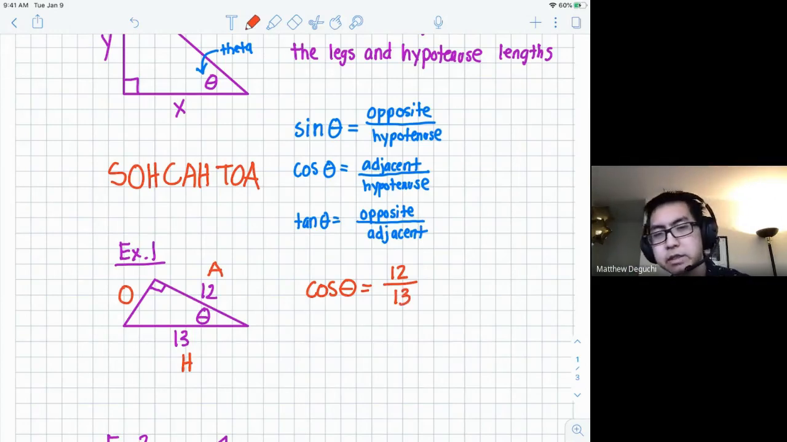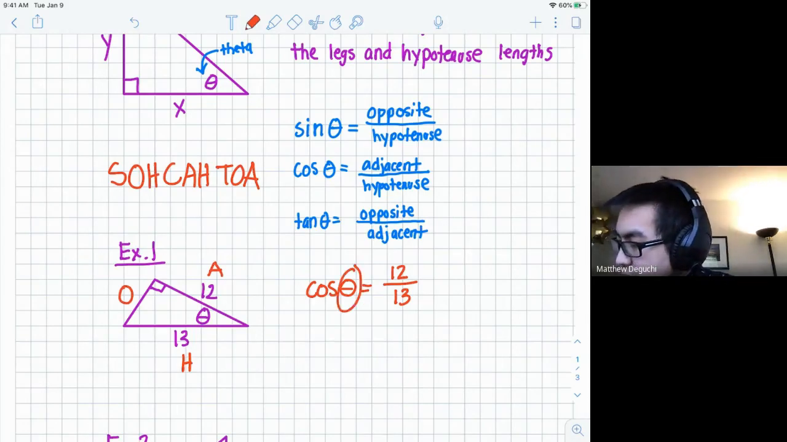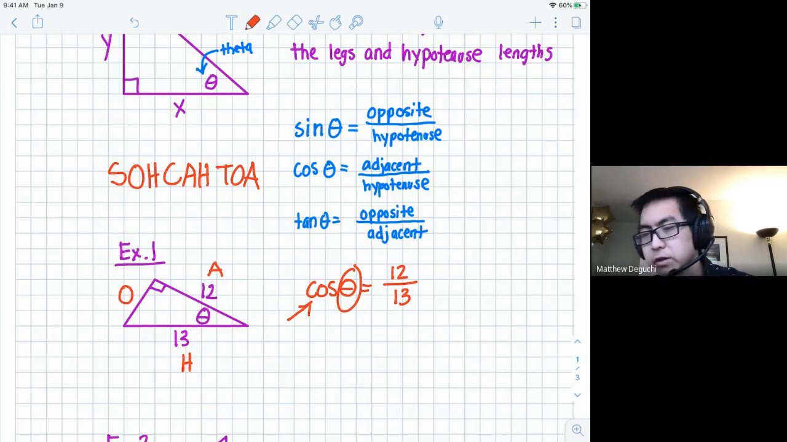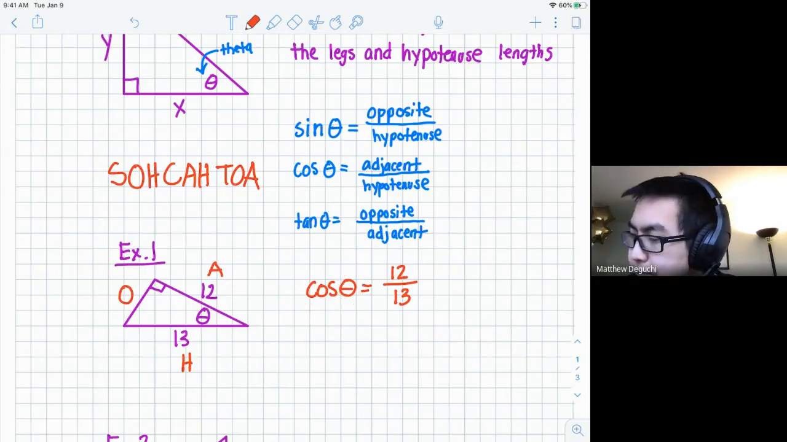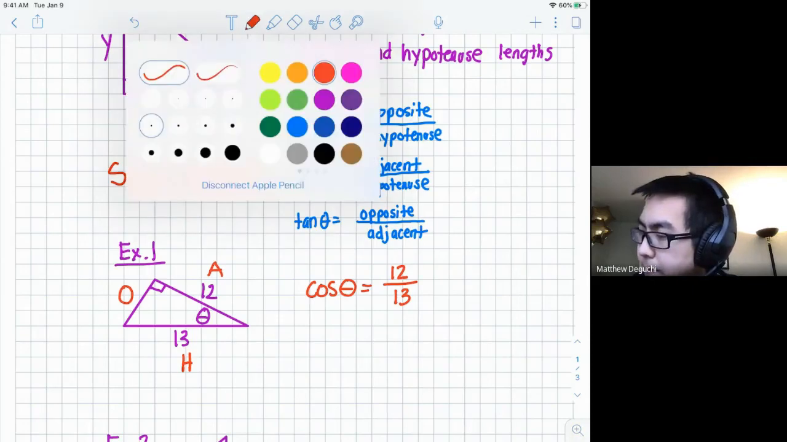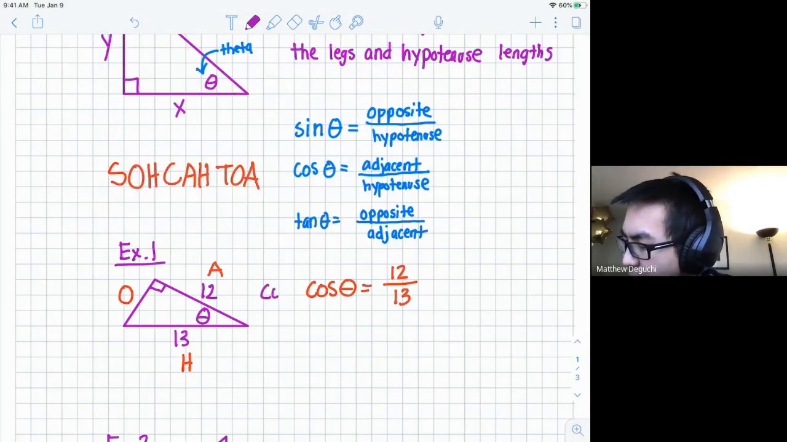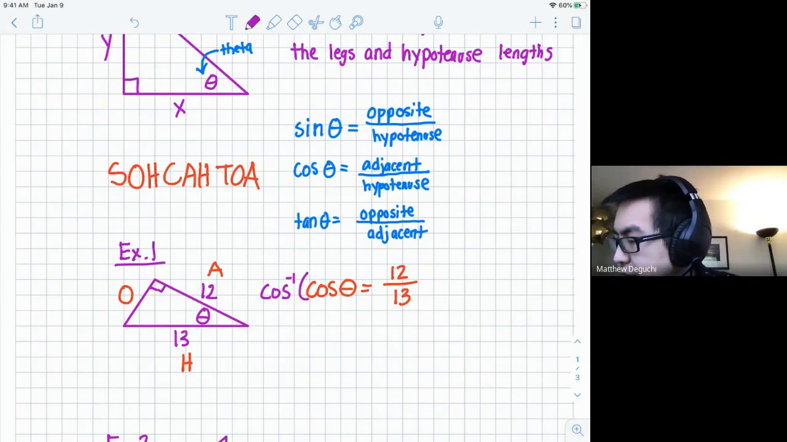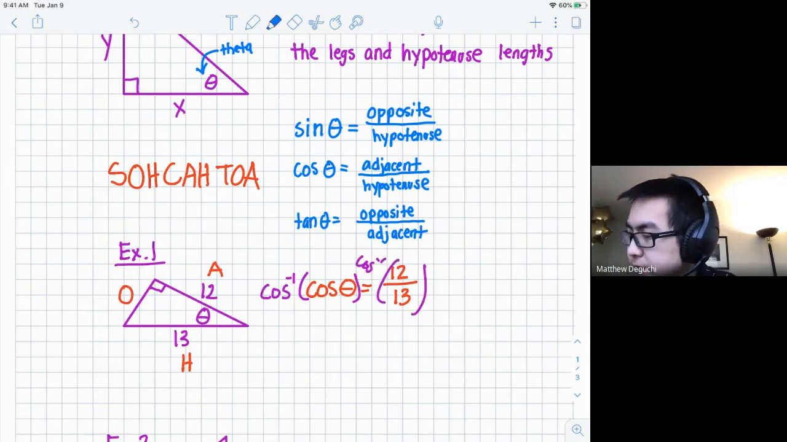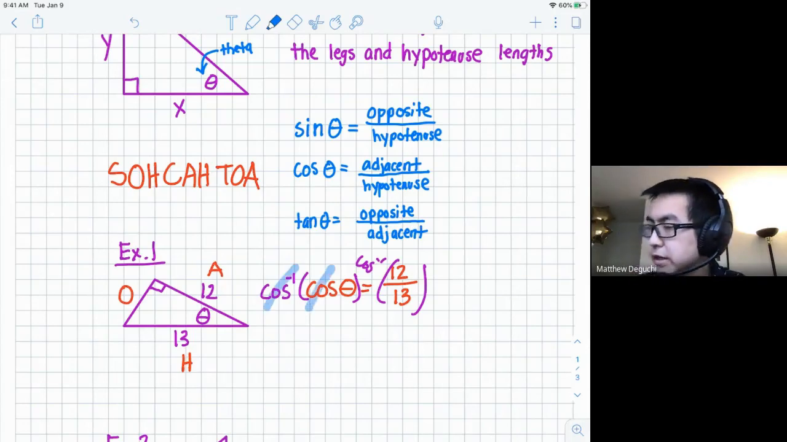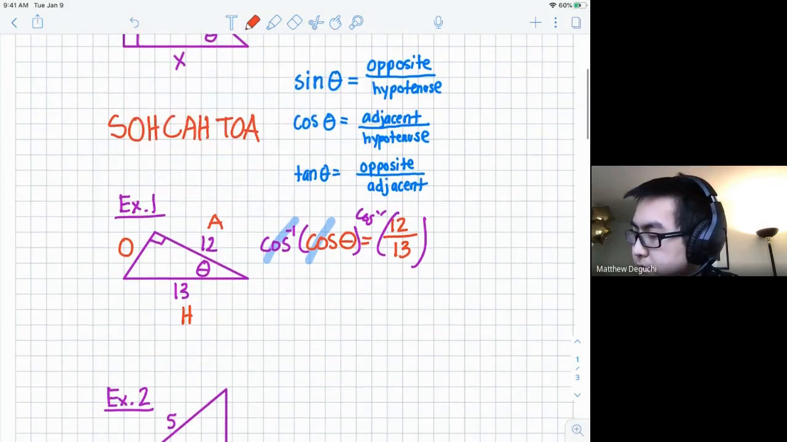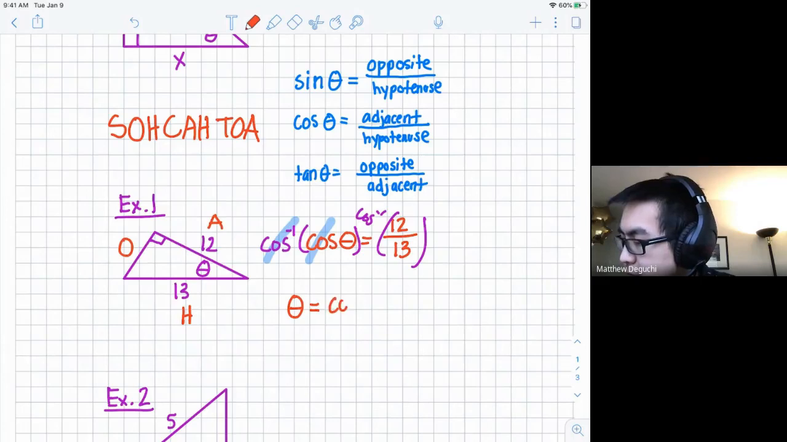And now you have to solve for theta. To isolate theta, we have to get rid of that cosine word. In order to do that, you have to take the cosine inverse. That cosine^-1 is pronounced cosine inverse. So you have to take cosine inverse of both sides, and this cosine inverse will cancel the cosine. So then theta is equal to cosine inverse of 12 over 13.